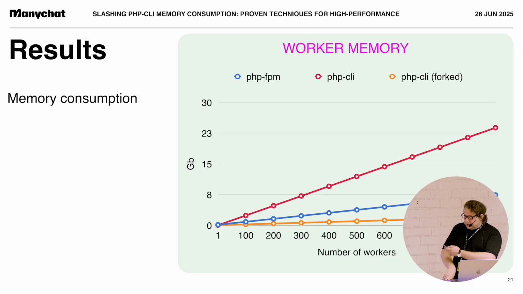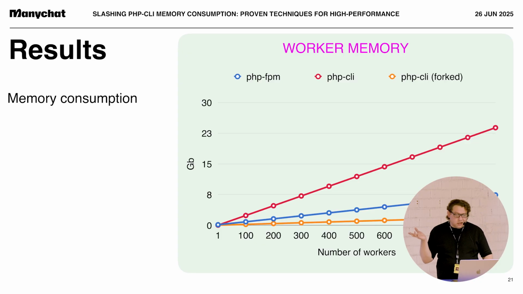Okay, Redis started to behave, and everything else worked well. And here are the results. So this is the FPM consumption, the command line without this fork mechanism, and command line with forking performed even better than FPM.